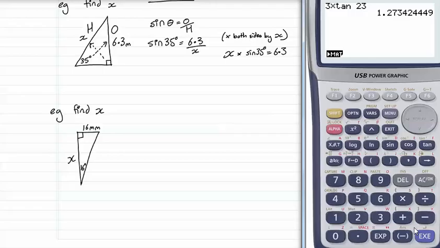I've now got x times sine 35. How do I get rid of times by sine 35? I divide by sine 35 on both sides. Sorry about my dodgy writing there. Divide by sine 35 on both sides. And now I'm going to hop back over here, because all I'm going to do is take my sine 35 underneath that 6.3.